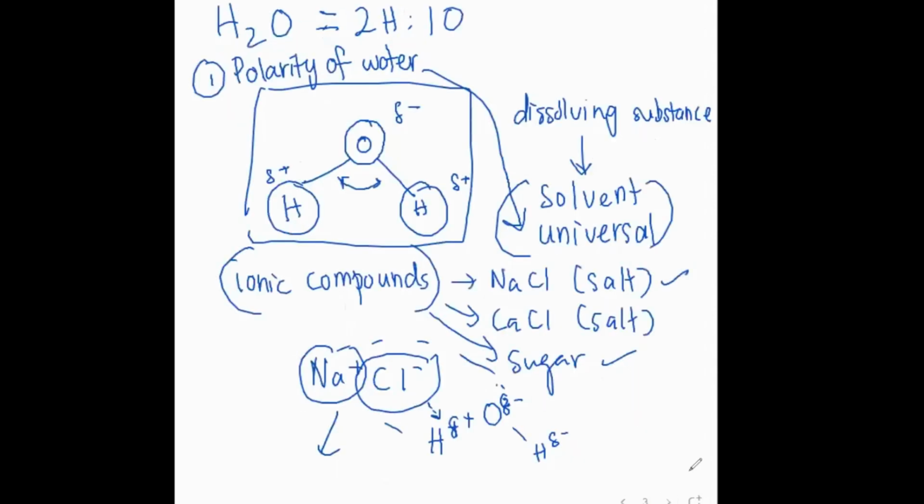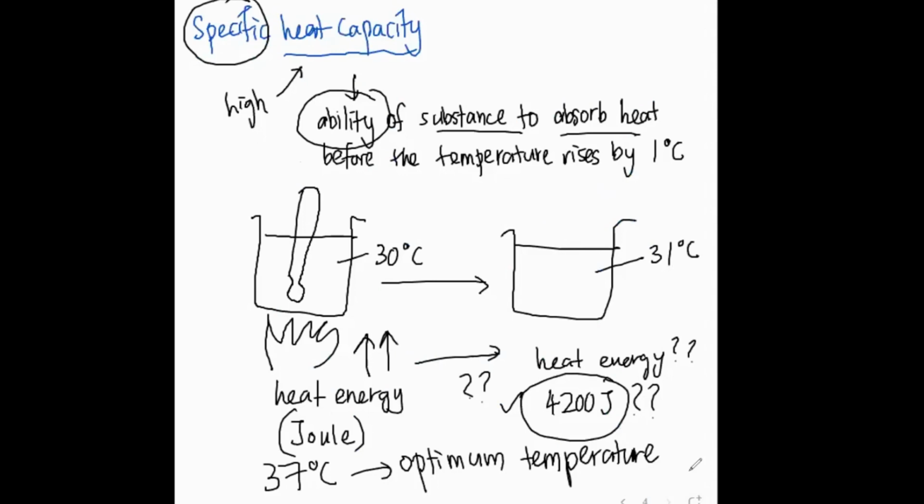Polarity of water, you already know, because of the polarity, it causes the water to become a universal solvent. Because of high specific heat capacity, water allows us to maintain our body temperature at 37 degrees Celsius. Okay, now we go to the next one. The adhesive force of water and cohesive force of water.